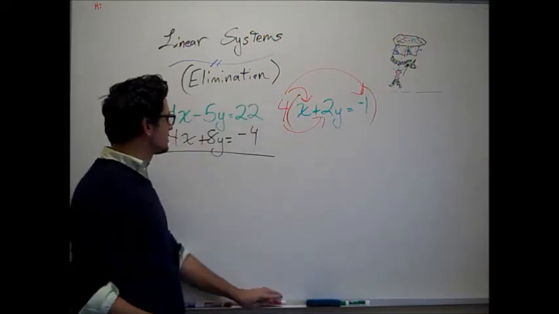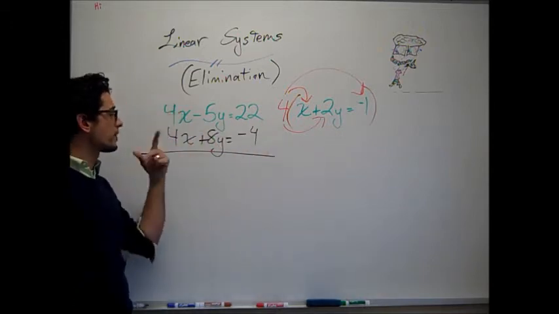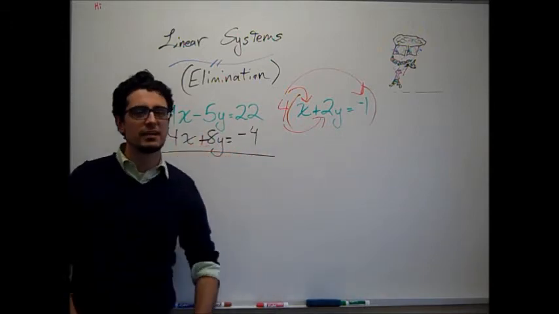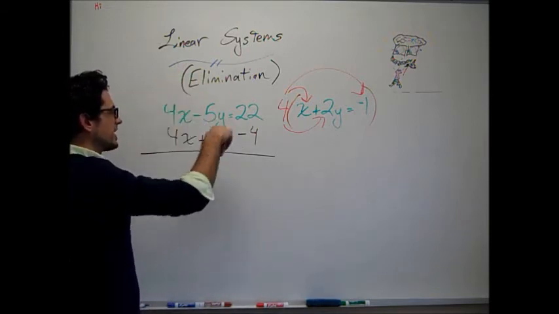But let's go back to this one here. Now I got 4x minus 5y equals 22 over 4x plus 8y equals negative 4. Now, like I said before, I want to get rid of either the x's or the y's.